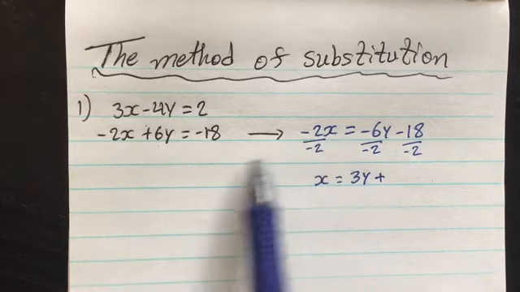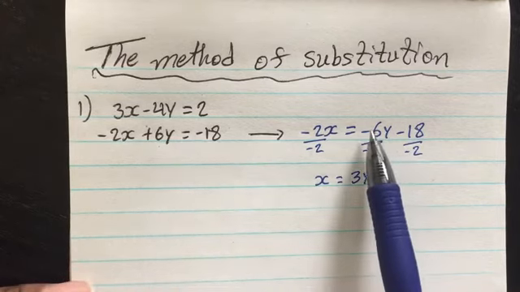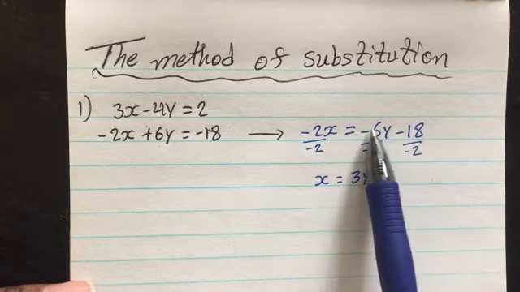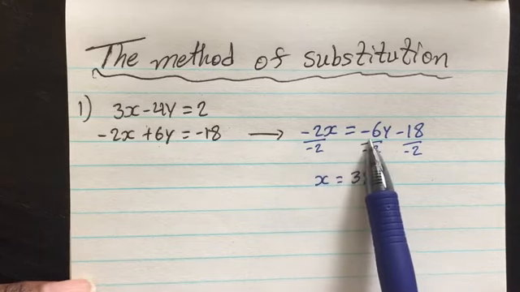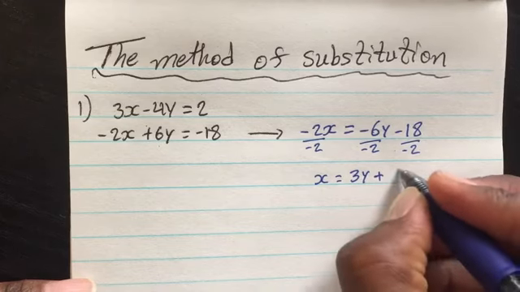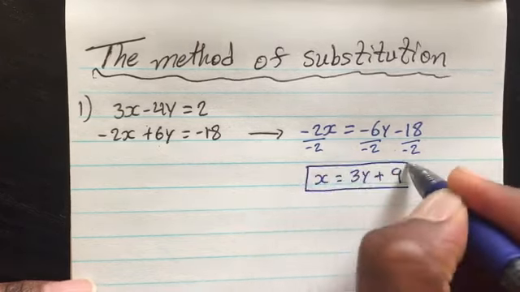So negative 2x, if you subtract the 6y on both sides, you get negative 2x equals negative 6y minus 18. To isolate the variable x, I'll divide everything by negative 2, and then I get x equals 3y plus 9. This is what x equals using the first step.